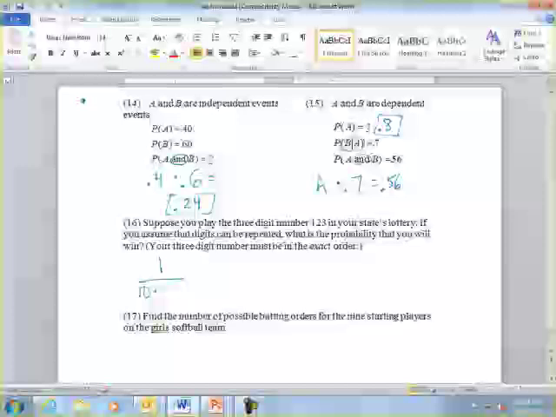What about the second number? So big key here is assume digits can be repeated. So how many numbers could be the second number? 10. And how many numbers could be the third number? 10. And we know there's 3 numbers on the ticket because we're playing the number 1, 2, 3. Okay. So we get a 1 out of 1,000 chance of winning that lottery.